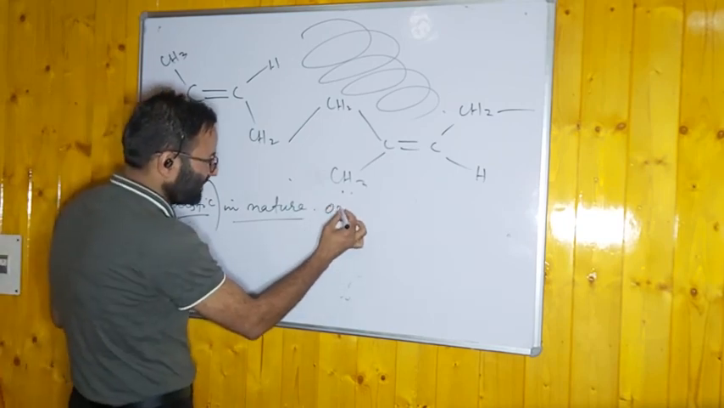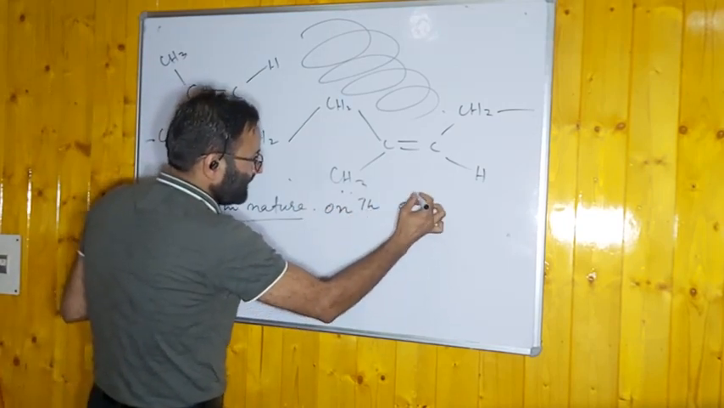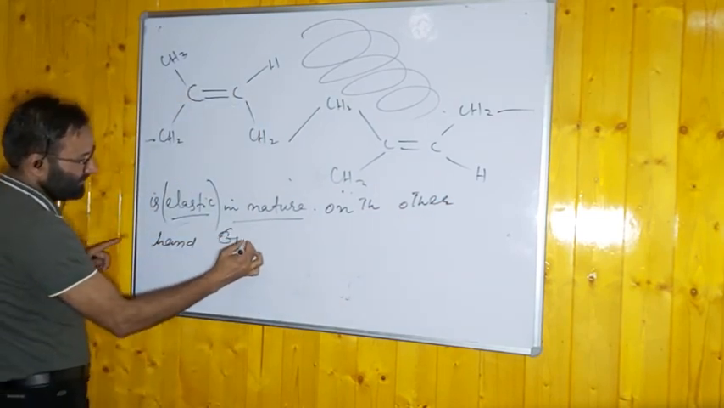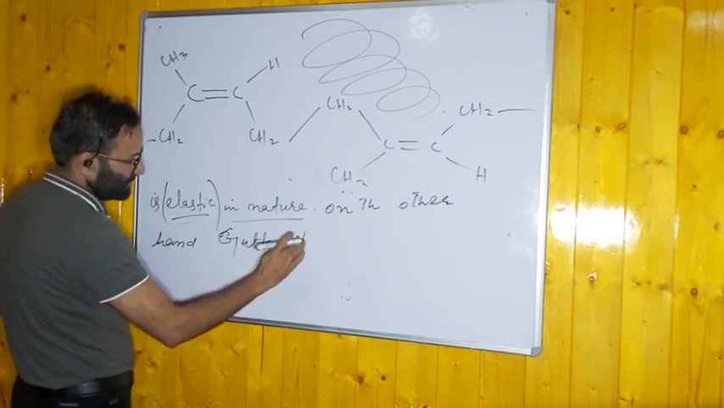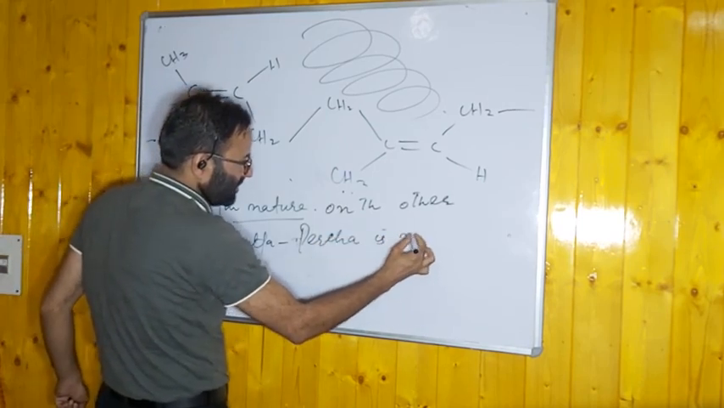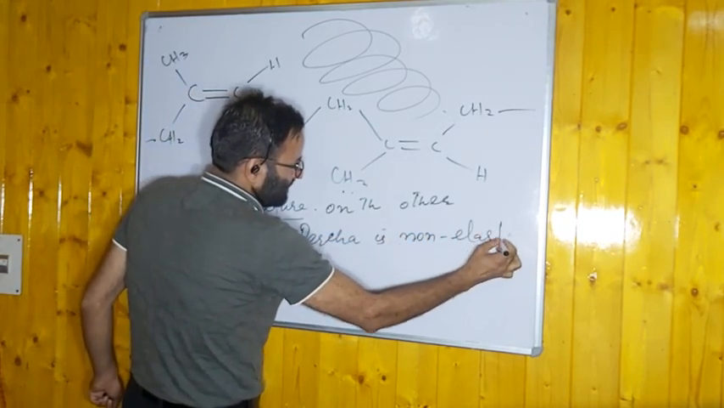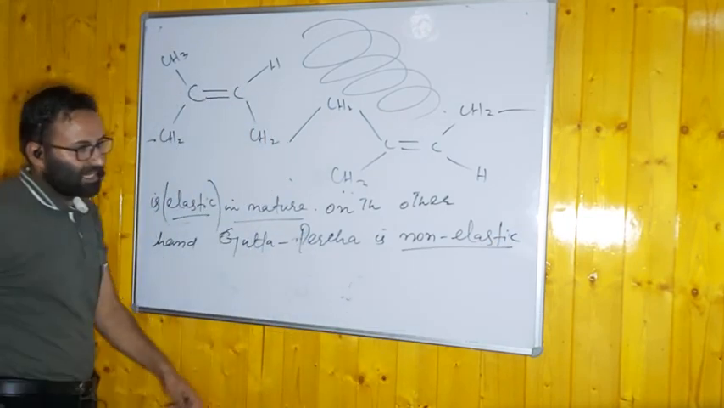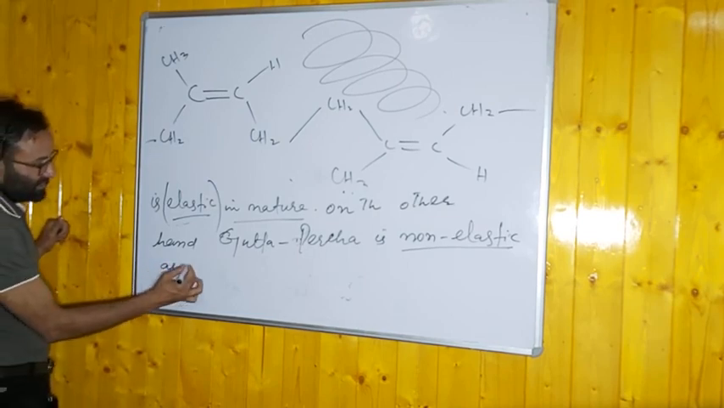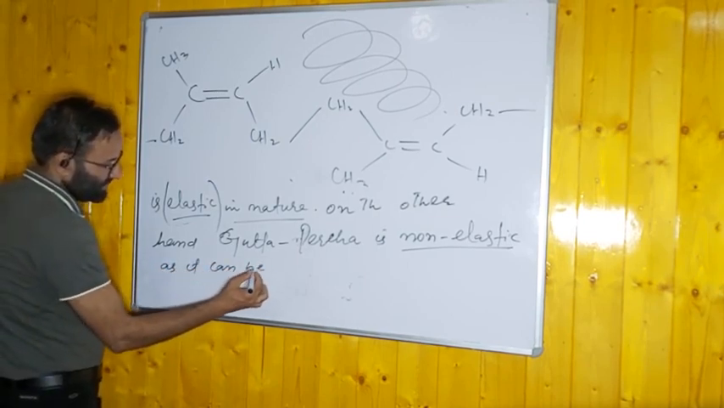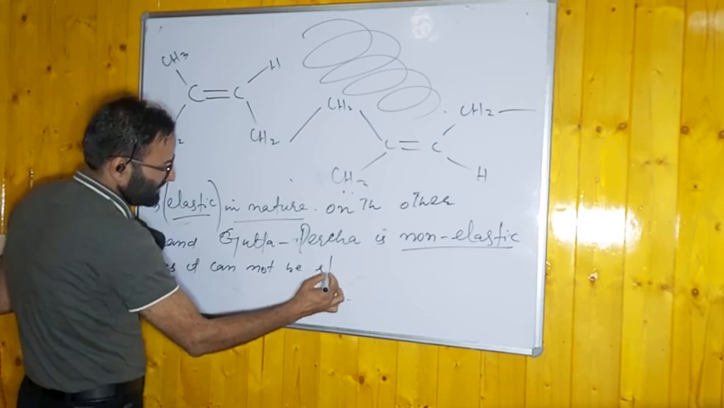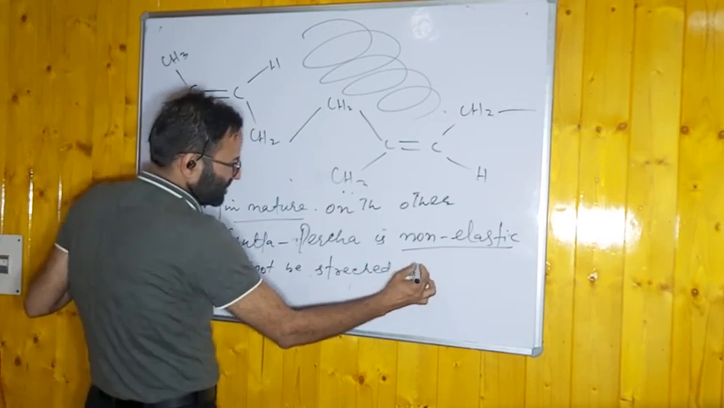You can mention this important point. On the other hand, gutta-percha, the second type of rubber, is non-elastic. Natural rubber is elastic. Gutta-percha is non-elastic as it cannot be stretched. It cannot be stretched to a greater extent.